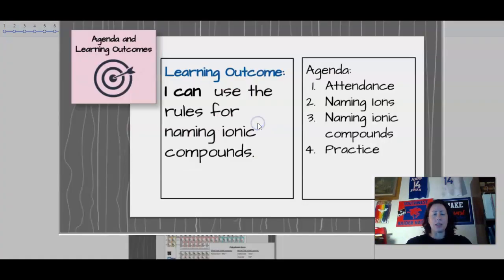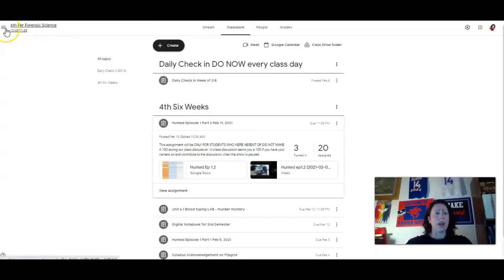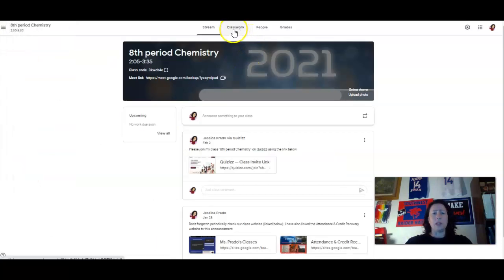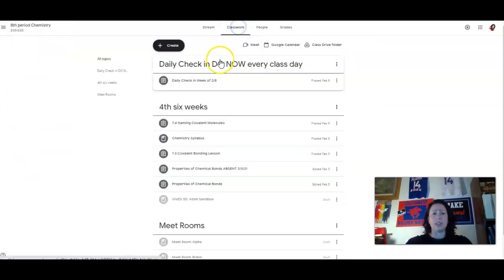What's our agenda? Your learning outcome is that I can use the rules for naming ionic compounds. First thing you should do is attendance. If you haven't done that already, pause, go to classwork for our class, right here, classwork. It's the very first thing you're due now. Go make sure that you've got that taken care of.